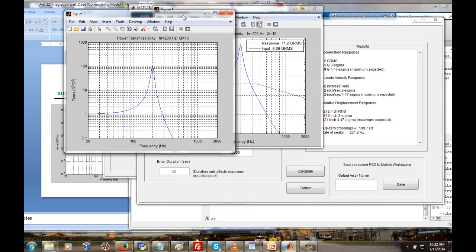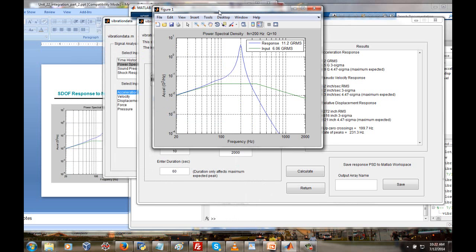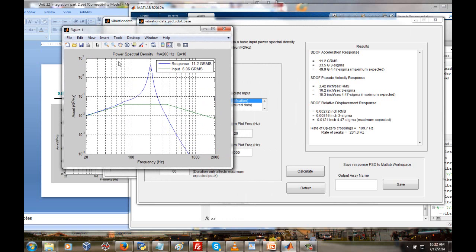We click the calculate button. We get the power transmissibility, G square out divided by G square in versus frequency in hertz. And we've looked at this before, and we spent some time looking at Q values and half power bandwidth type things there. But let's just kind of skip over that for now. Okay, this is a pair of power spectral density curves, G squared per hertz along the y-axis, frequency in hertz along the x. The green curve is our base input. That's from our Navmat level. The blue curve here is our spring mass system acceleration response.